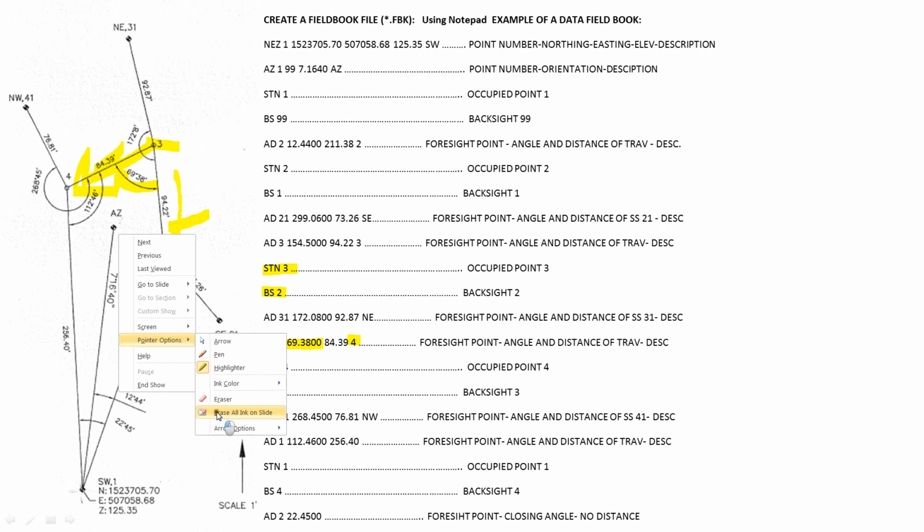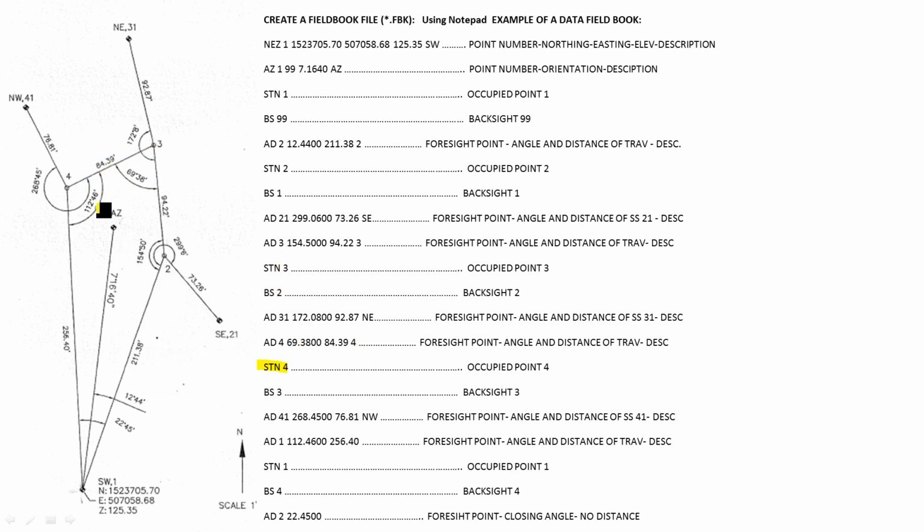The next thing I'm going to do is I'm going to go to station 4. So I go to station 4, I back sight 3, and I turn the angle to 41. It says I'm sitting at station 4, I back sight 3, and I turn this angle all the way to point 41. It's got 268 degrees, 45 minutes, and 0 seconds, and a distance of 76.81 feet with a description to the northwest.